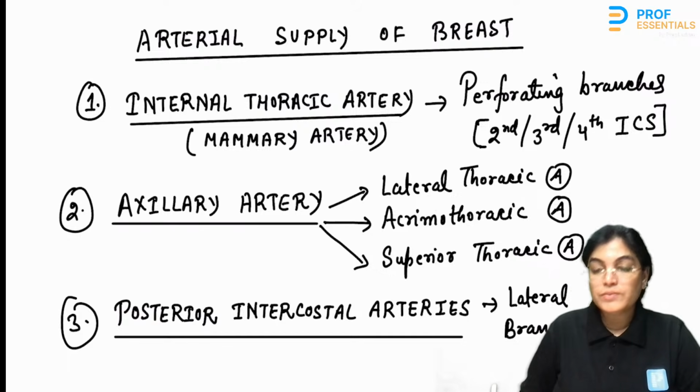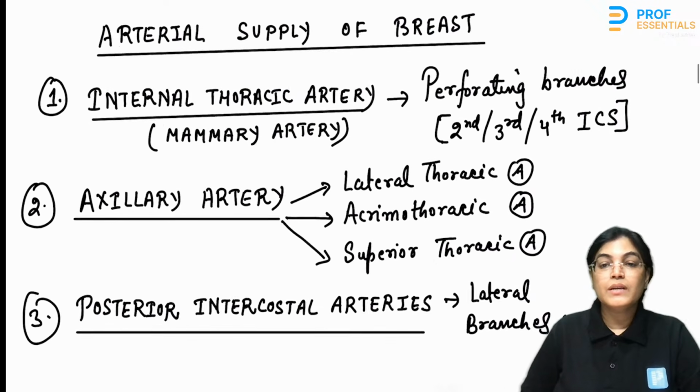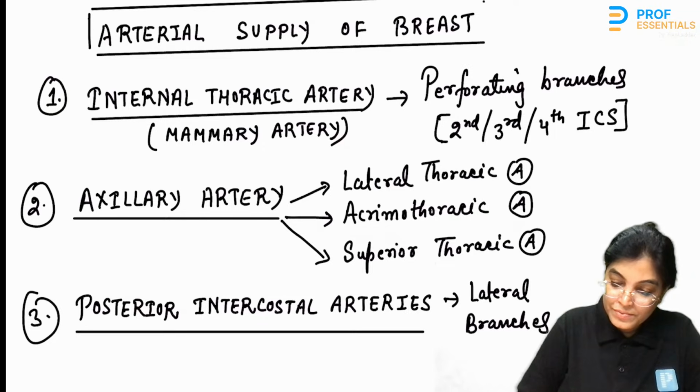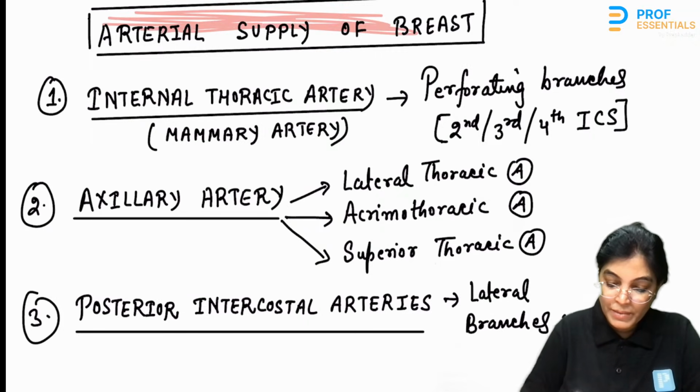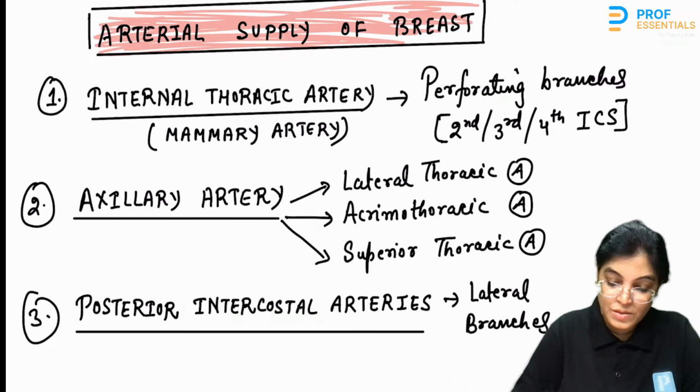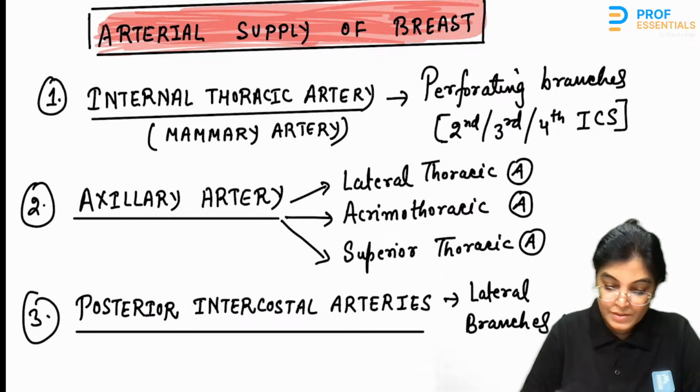So we are done with the important sources of arterial supply, and you just have to mention them. Basically we have made many diagrams, we have already covered many diagrams, so you can just mention these sources whenever it is asked. This is showing you the arterial supply of mammary gland.